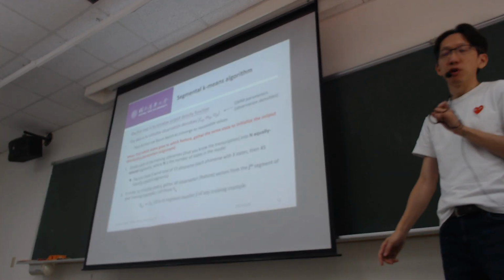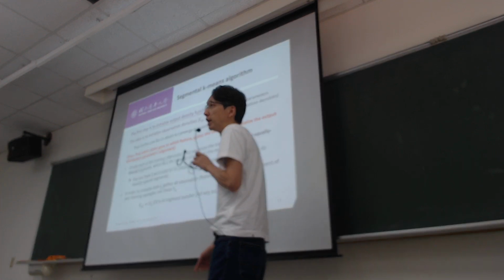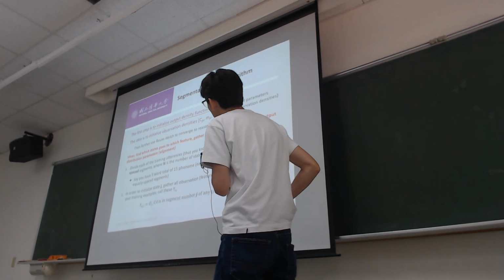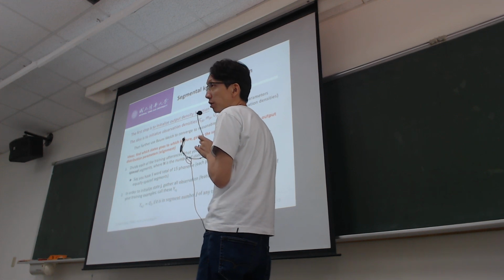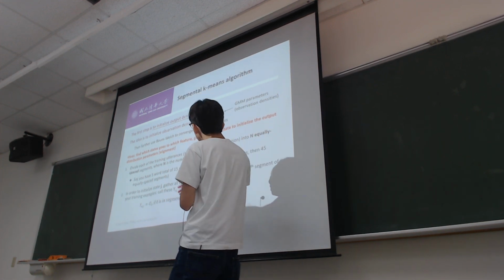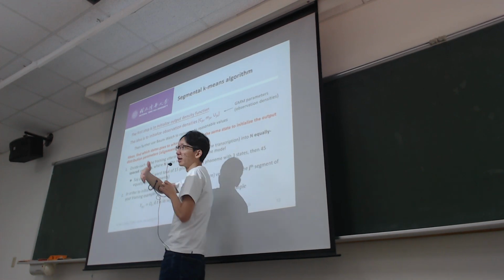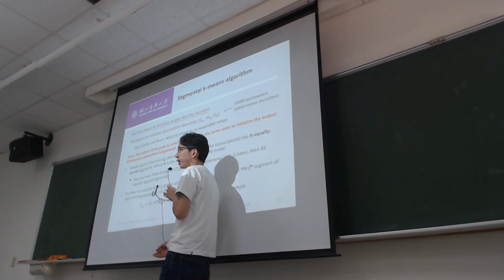Once you have this left-right topology, we can do a very simple initialization algorithm. We call it segmental k-means. It tries to initialize the output density function, because we know that for each of the states, the output is a Gaussian mixture model, so there are n mixtures.